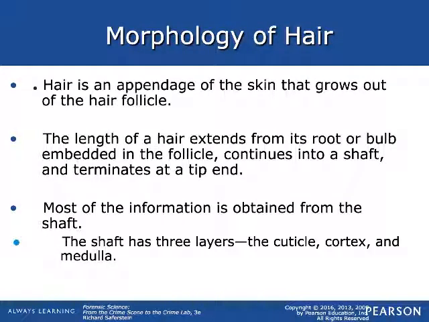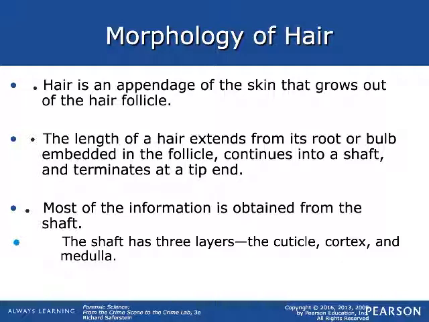Okay, so if we talk about the morphology of hair, what is hair? It's an appendage of the skin. It grows out of a hair follicle. The length of the hair extends from its root, or the bulb that's embedded in the hair follicle, and then it continues into what's called a shaft, and then it terminates at the tip. Most of the information that we get from hair is obtained from the shaft of the hair.